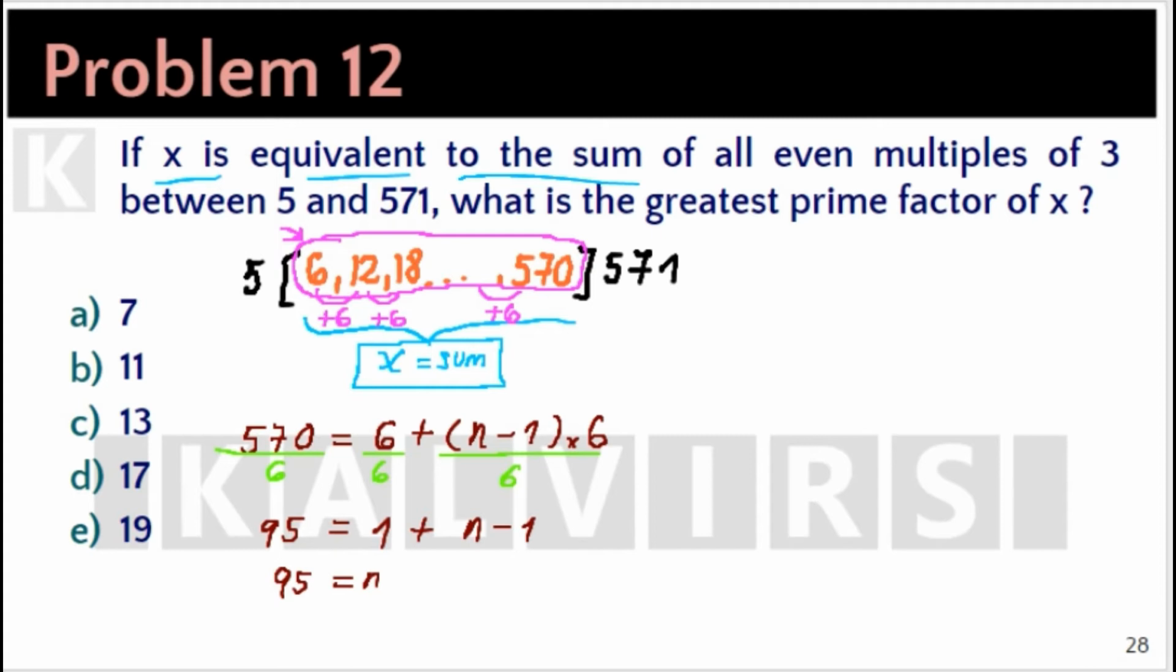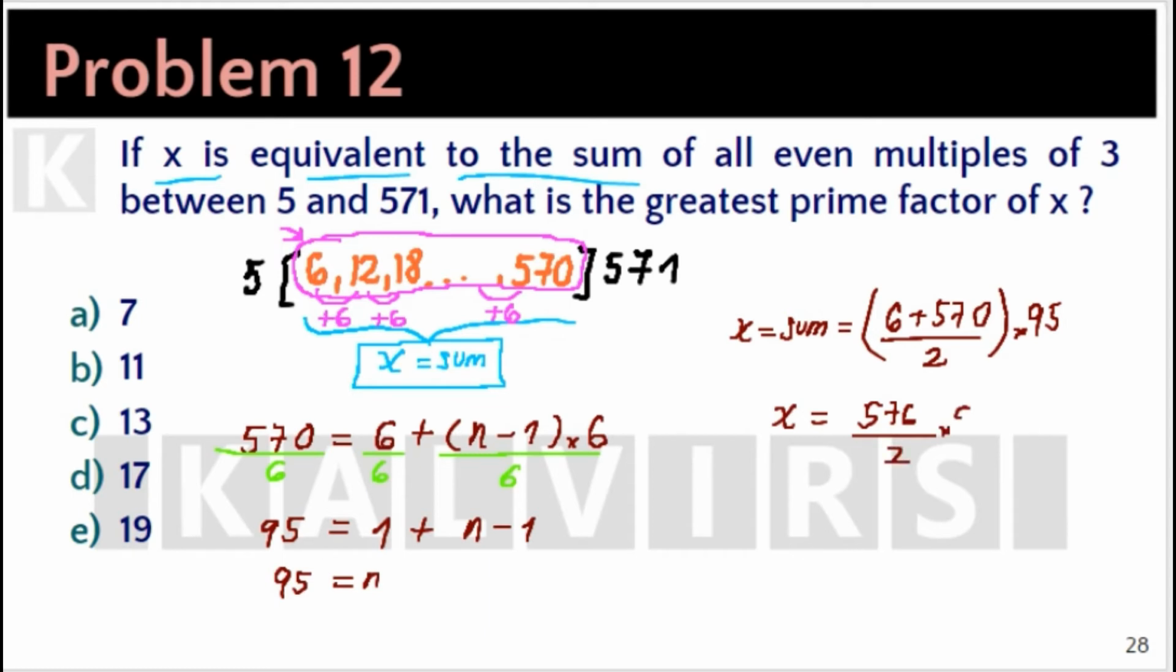Now, since x is the sum of all these numbers, we can find the value of x by applying the sum of n terms formula. X, the sum, equals the average of the first and the last term times the number of terms. X equals 576 over 2 times 95, which is 288 times 95.